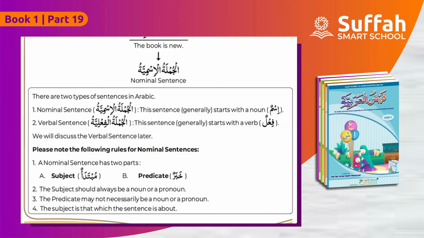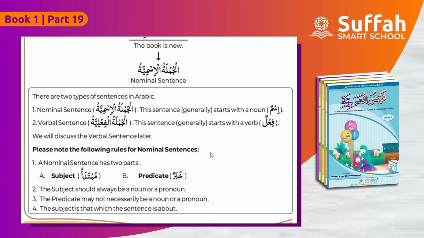Similarly, in Arabic, whatever you are speaking about, that which you speak about in a sentence is called the mubtada. That which you speak about in a sentence, in a jumla, is called mubtada. And whatever you tell about mubtada is called khabar. And look at an example.